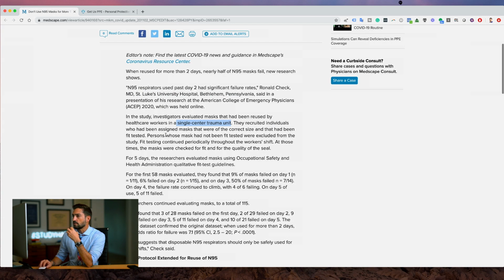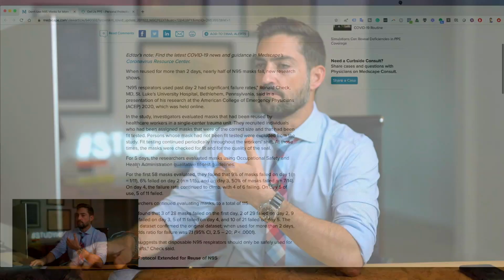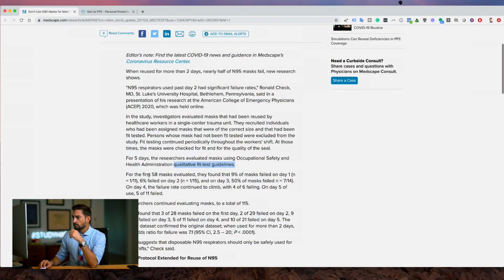They evaluated masks that had been reused by healthcare workers in a single center trauma unit. They recruited individuals who had been assigned masks that were of the correct size already, and they had been fit tested. For 5 days, researchers evaluated masks using the OSHA qualitative fit test guidelines. So they took a look at basically, are these masks holding up? A lot of you know when you get fit tested for the mask, they spray something and can you smell it or not. So basically they're doing that test. For the first 58 masks evaluated, they found 9% of the masks failed on day one. So that's only one of 11, so not a ton. 6% failed on day two, so one of 15.